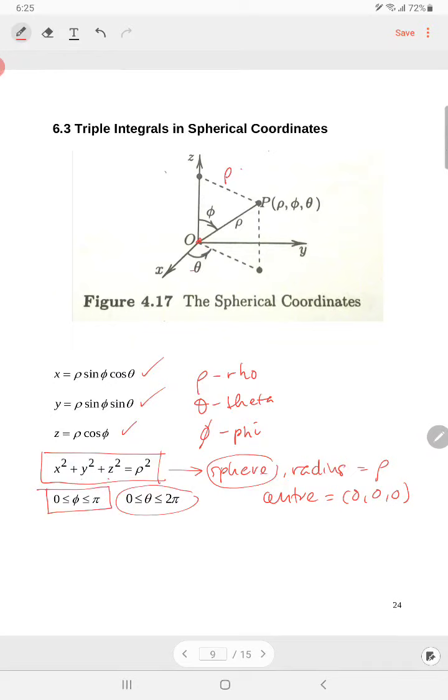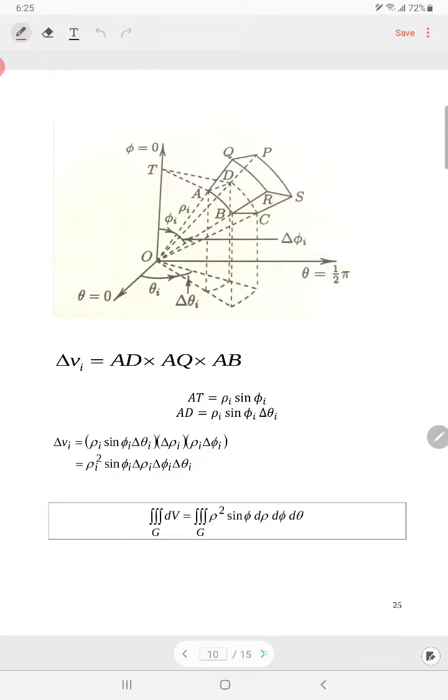But of course, if you have a sphere of the same radius but the center is not at the origin, then rho is not equal to a constant. And these are the relationships between x, y, z and rho, phi, and theta. I'm going to save this for the next video.